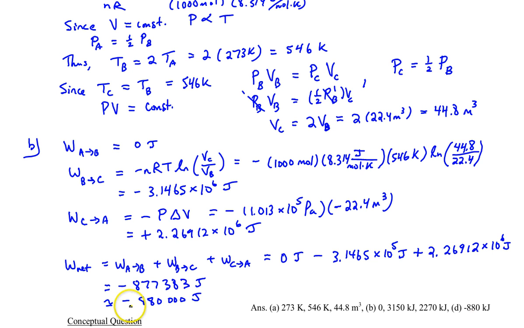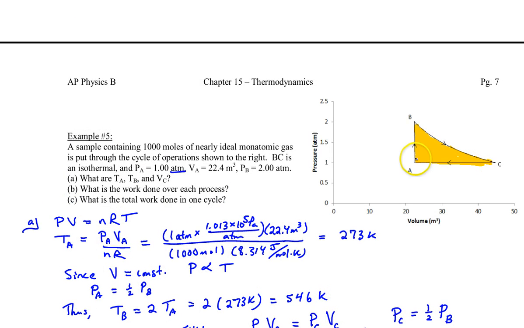Now you'll notice the answer is negative because the gas is doing work on the surroundings, and hence this is really indicative of it being an engine. An engine is a process where the cycle goes in this clockwise fashion. If it goes counterclockwise, then it's a refrigerator. And that's it for this example.